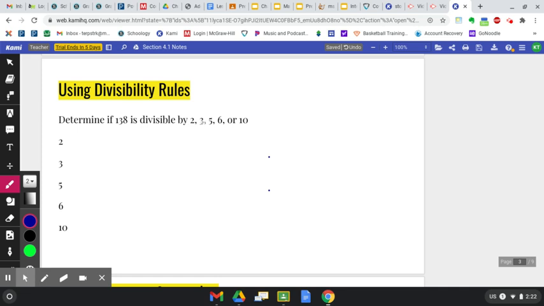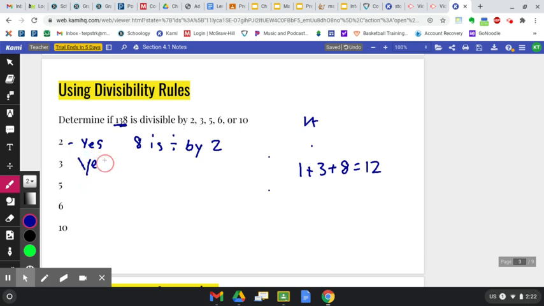So it says, is it divisible by 2, 3, 5, 6, or 10? And we're looking at the number 138. So it is divisible by 2 because 8, the ones digit, is divisible by 2. So I've got to test out 1 plus 3 plus 8, which is 12. Is 12 divisible by 3? Yes. So 138 is going to be divisible by 3 because the sum of the digits is divisible by 3.